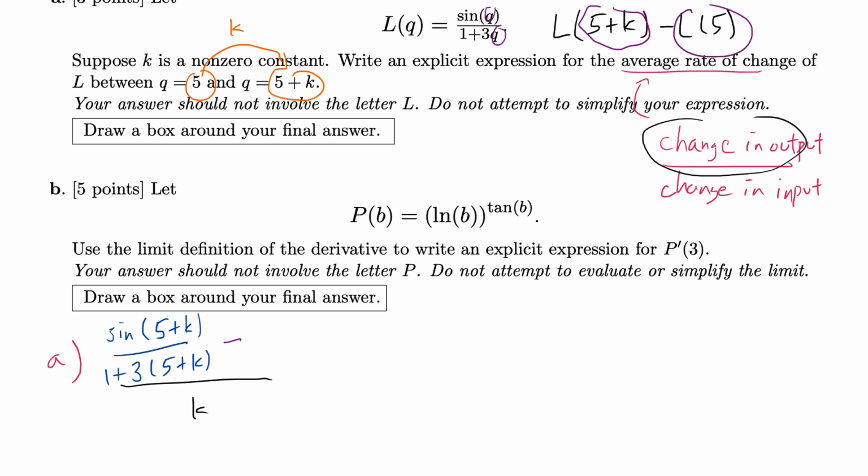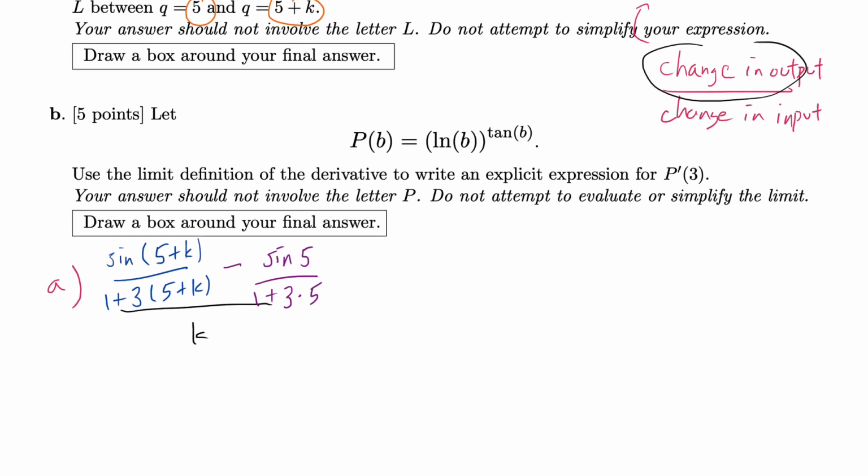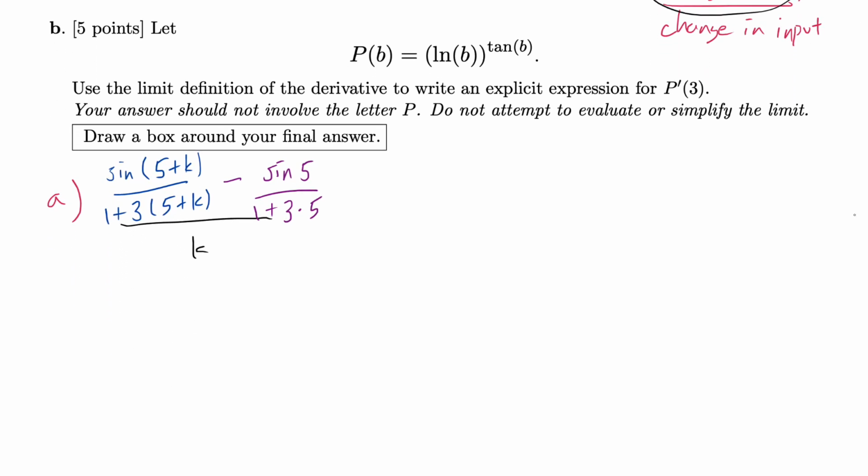So now q is 5. So I just plug 5 into it. It's like sine of 5 over 1 plus 3 times 5. We don't have to simplify our expression. So this is all there is for part A. This is just average rate of change, which is change in output divided by change in input. Part B is a little more involved.